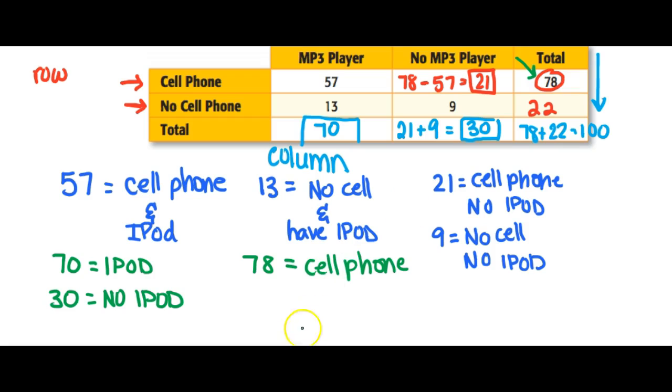And then, looking at that row again, we have 22 people with no cell phone. They might have an MP3 player or an iPod, they might not. We don't know, we don't really care because we already looked at that. What we care about is that total to find out, do you have an iPod? Cool. Do you not have an iPod? Okay. Do you have a cell phone? Cool. Do you not have a cell phone? Okay. We don't really care either way.